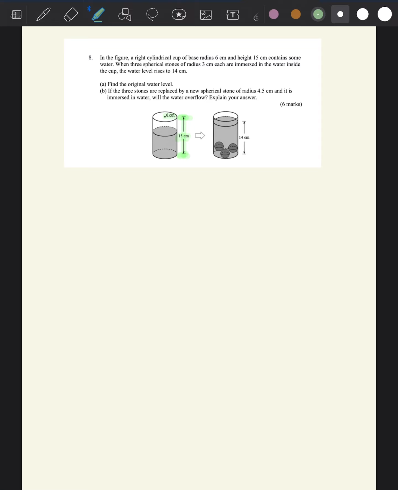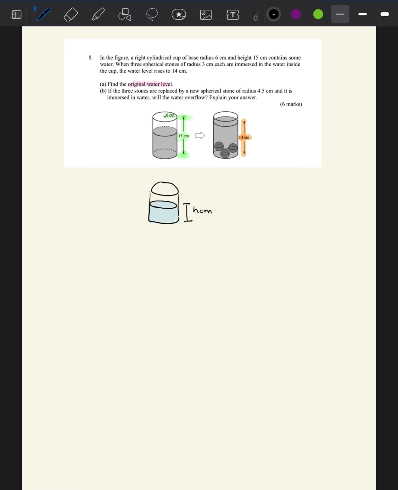contains some water. Then 3 spherical stones are put inside the cup and are immersed in the water, and the water level has then risen to 14 cm. So now they ask for the original water level. So it means that originally the water level originally is here. So this is your water, and the original water level is here, so we let it be h cm.